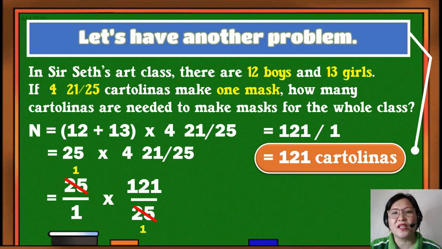Now, is there another solution for this problem? You're correct. This is the only solution that I can think of, because if you are going to multiply 12 by 4 and 21/25 and 13 by 4 and 21/25 before you add them, it will be more complicated. So you see, in solving math problems, as much as possible, think of a solution that will make your computation easier and faster. So this is what type of problem? This is a routine problem.